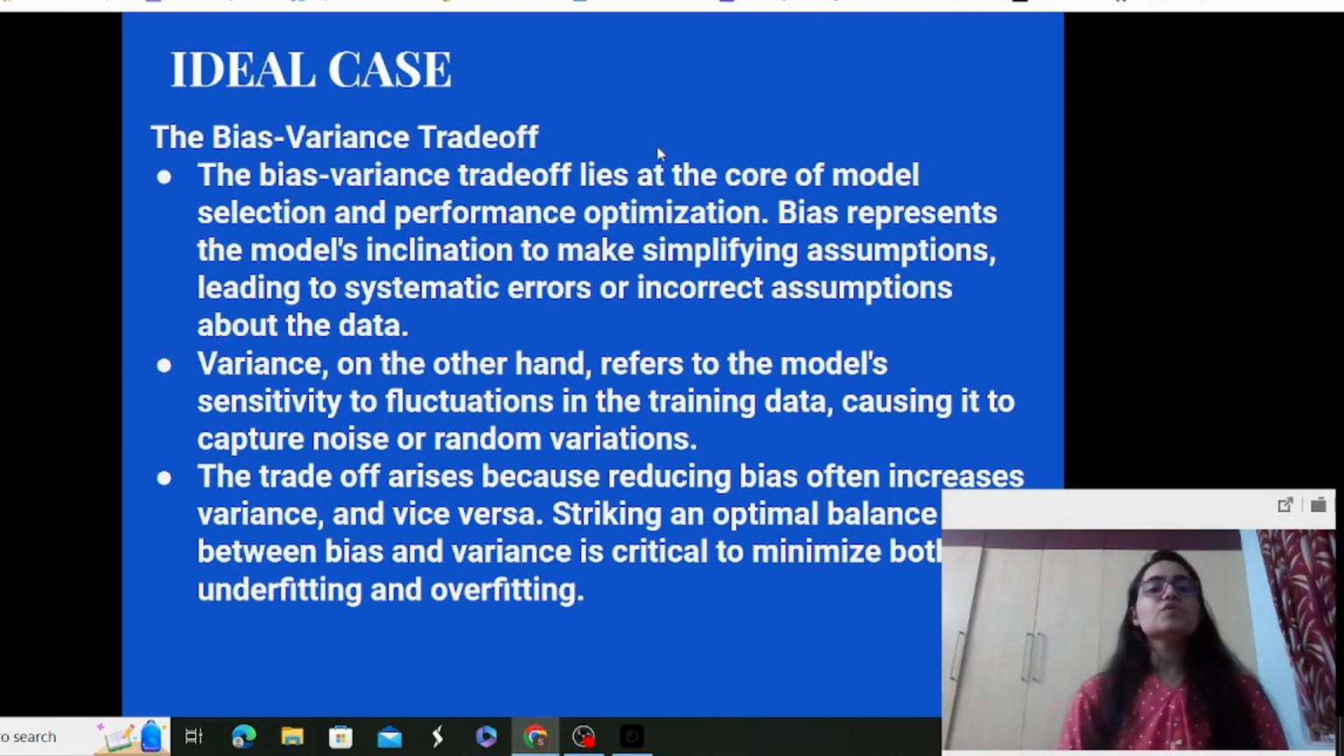But again it boils down to achieving the ideal case, which is the bias variance trade-off, a balance between both bias and variance. It is the core of model selection and performance optimization. Optimization relates to model performance, which is to achieve good results in terms of accuracy and precision, such that your model is able to give correct predictions or correct classification.